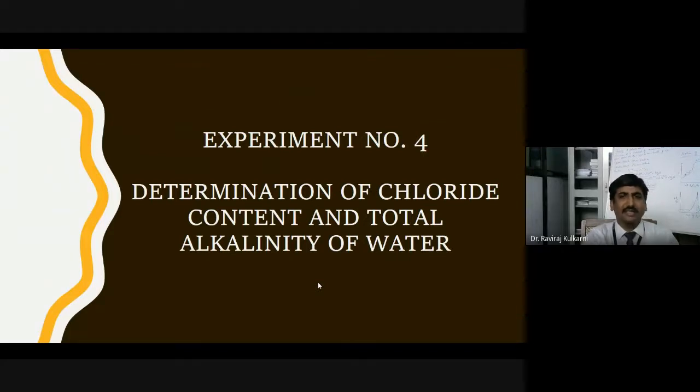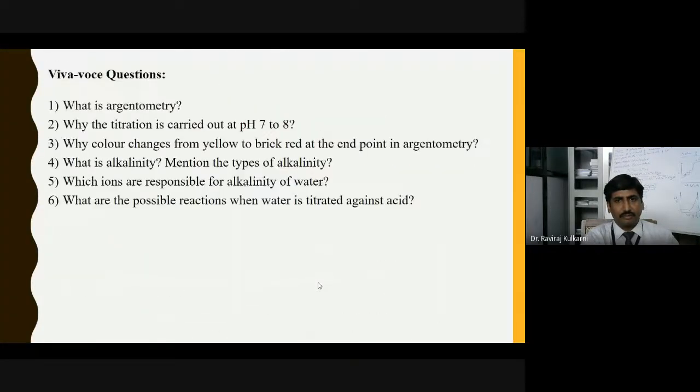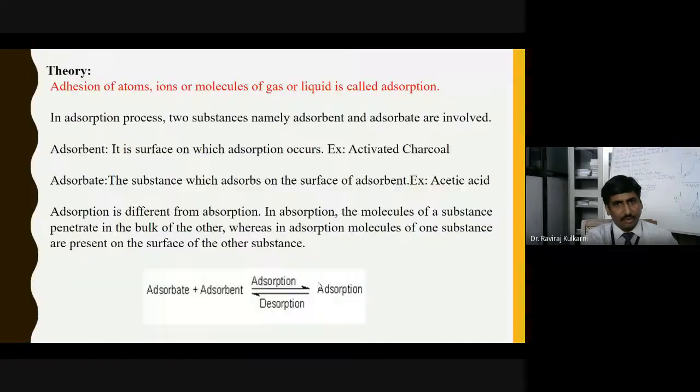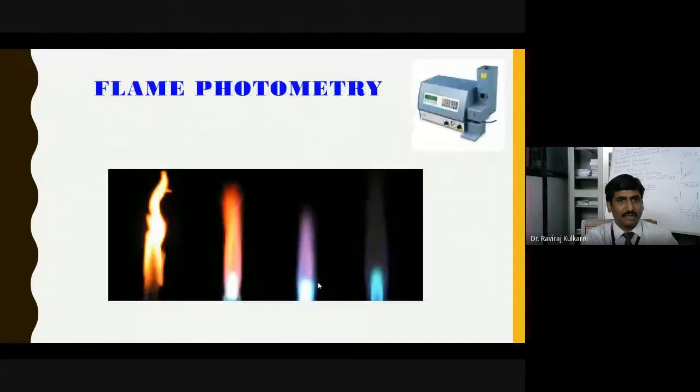I'll discuss in detail whenever we discuss the chloride content and total alkalinity of water experiment. Then we have study of adsorption isotherms, acetic acid on activated charcoal, validity of Freundlich adsorption isotherms. This is another experiment, the fifth volumetric experiment. Then we start with the instrumental experiments, flame photometry.